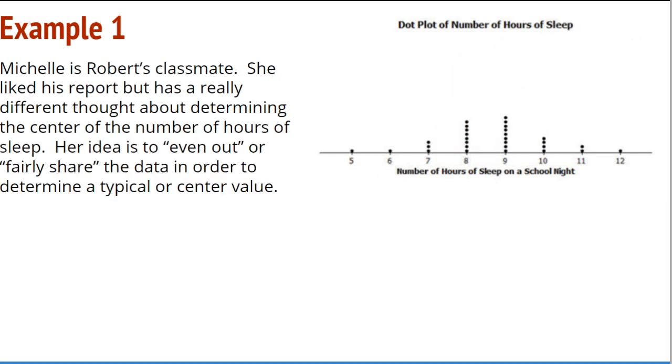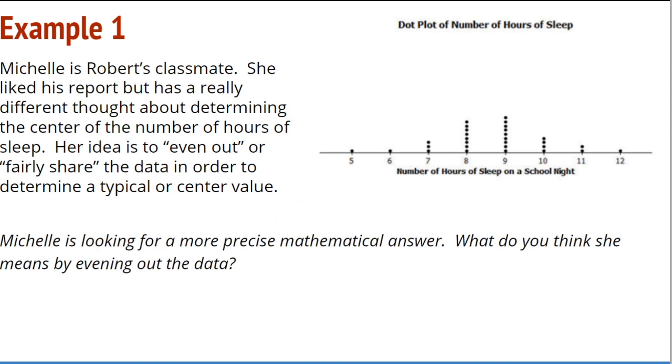Now, Michelle is Robert's classmate. She liked his report, but she has a really different thought about determining the center of the number of hours of sleep. Her idea is to even out or fairly share the data in order to determine a typical or center value. So we're going to explore this evening out or this fairly sharing. So Michelle's looking for a more precise mathematical answer. What do you think she means by evening out the data? Pause the video and think about that for a minute. What do you think she means when she says, I want to even out the data?